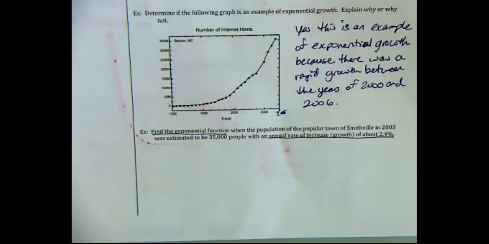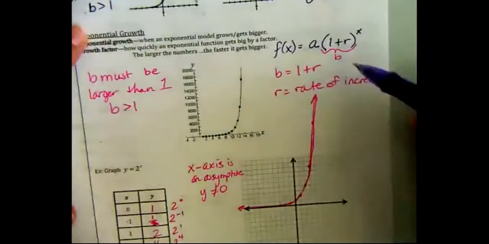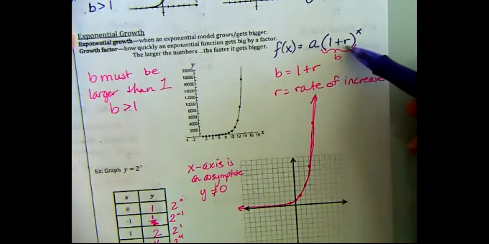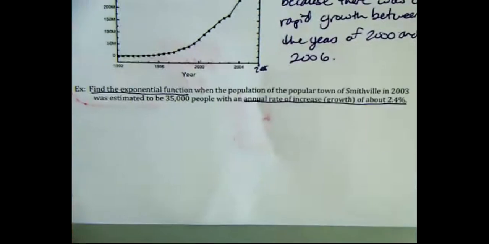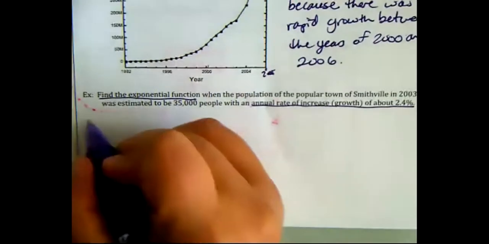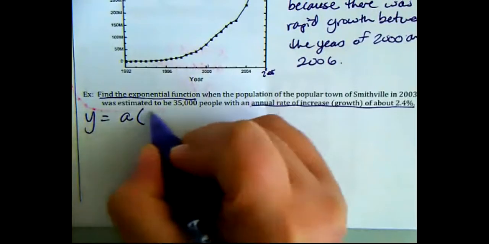All right, so we have to remember rate of increase or growth rate, right? We're talking about this form of our function because we're given a rate of increase here. So we're using our a times 1 plus r to the x power. And the rate of increase is given to us as a percent, but we can't put it as a percent into the function, right? So we're using this guy. We're going to just write our function here.